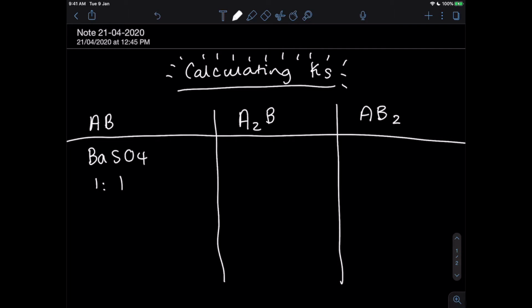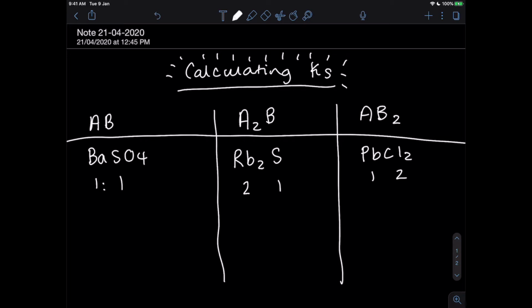A2B is something like, let's say there was an example in the quiz where we've got 2 of A and 1 of B, and then AB2, which is something like lead chloride, where we've got 1 of A and 2 of B. So when they're talking about AB, AB2, A2B, it's just talking about the ratio of ions that are present in your compound. The reason that this is important is that there is a different way to calculate Ks depending on which one of these that you have.